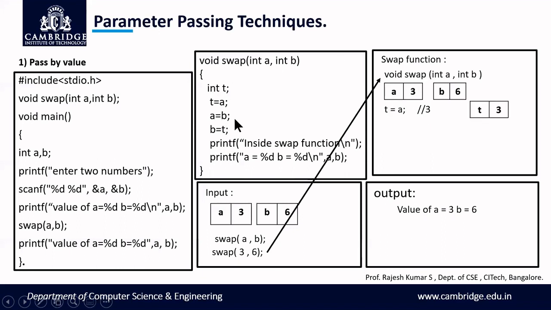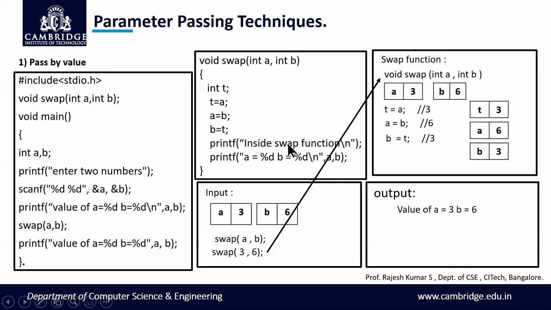Next, I've written a = b. The meaning of this is the value of b, which is 6, is copied into a. Now you can see initially the value of a was 3 and the b value was 6. Now the updated value of a is 6. Next, the last statement tells b = t, meaning the value of t. What is the value of t? 3. 3 is copied into b. Now what is the value of b? The b value is 3. After executing these 3 lines, I found that the a value has been updated to 6 and the b value is updated to 3.